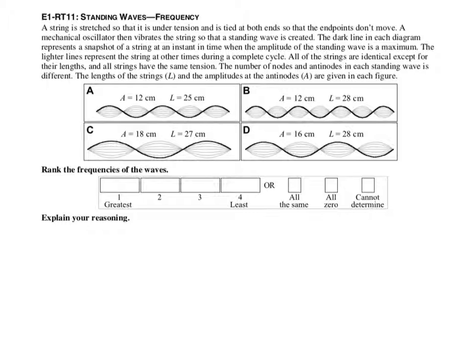The dark line in each diagram represents a snapshot of a string at an instant in time when the amplitude of the standing wave is at a maximum. The lighter lines represent the string at other times during a complete cycle. All of the strings are identical except for their lengths and all have the same tension.